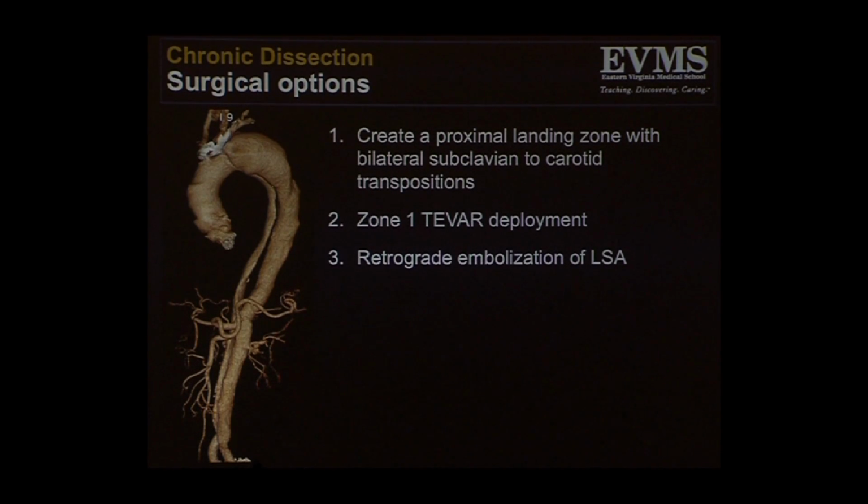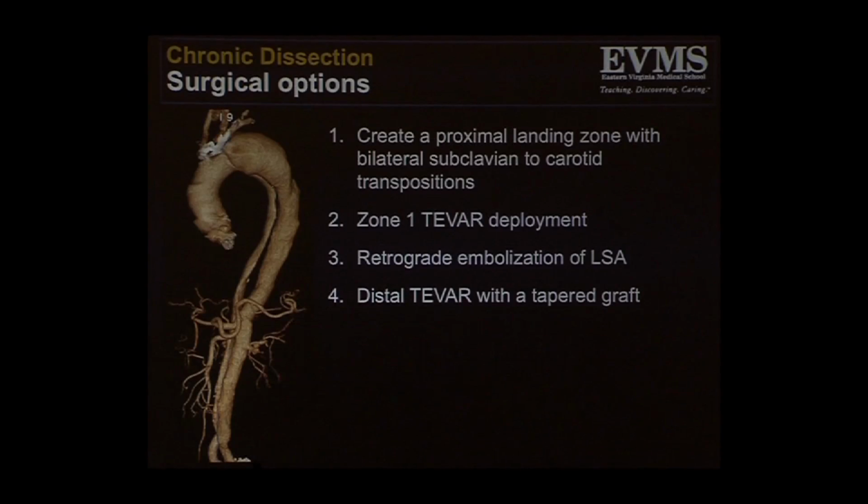We also planned to do a retrograde embolization of the left subclavian artery. Very often in those patients, when you see the subclavian artery in a type 3 arch being really pushed on the other side of the chest, you will likely not be able to ligate the subclavian artery proximally, and we just do it by retrograde embolization. We were also planning to do a distal TEVAR component with a tapered graft because of how small the true lumen was distally.